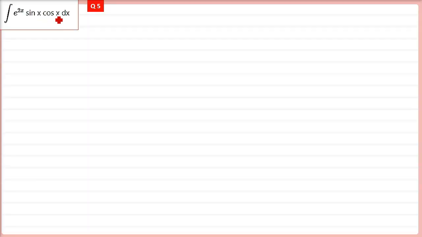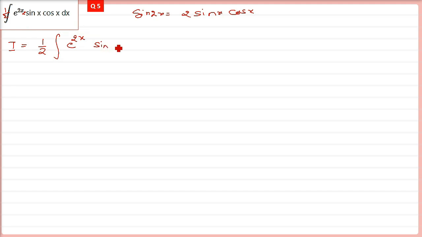Now, e raised to x sin x cos x. We know that sin 2x is 2 sin x cos x, so this can be applied in this question. We'll multiply it by 2 and divide it by 2, and since it is a constant, we can take it outside the integral sign. So this I will be equal to half integration of e raised to x and then 2 sin x cos x, which we are writing as sin 2x according to the formula which I just indicated.